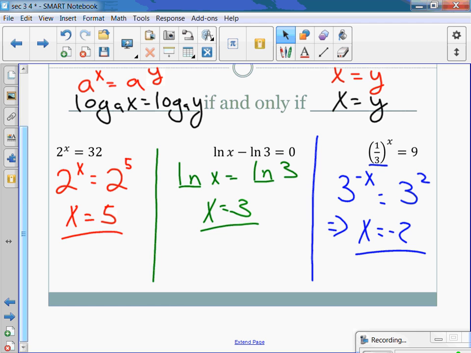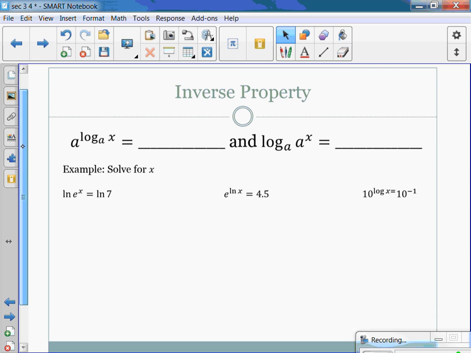We can also use the inverse property. The inverse property, you guys remember, we had a raised to the log base a of x giving us x. So now all this pretty much just disappears when I have the same base. And log base a of a to the x also equals x.